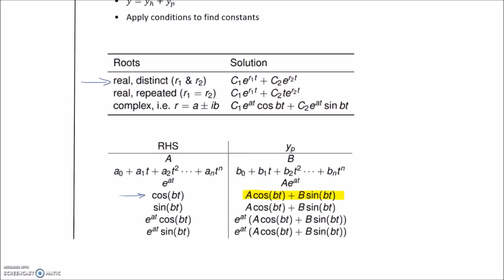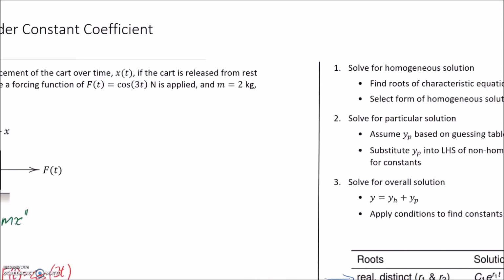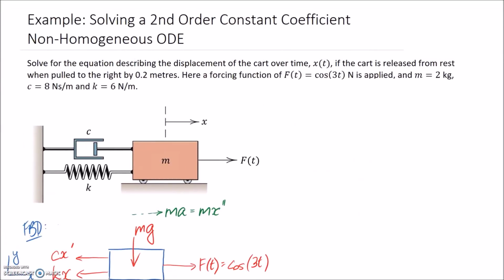So coming back up to where we were looking through the steps, we've now completed this. So we're up to the third part, which is looking for the overall solution where we add the homogeneous and particular parts and then apply the conditions to find the constants. So let's just think about these conditions. They're going to come from the text that we had back at the beginning. So one condition is going to be that the cart is released from rest. What that means is that at time equals 0 when it's released, its velocity is going to be 0 because it's at rest. So that's one condition we can use.